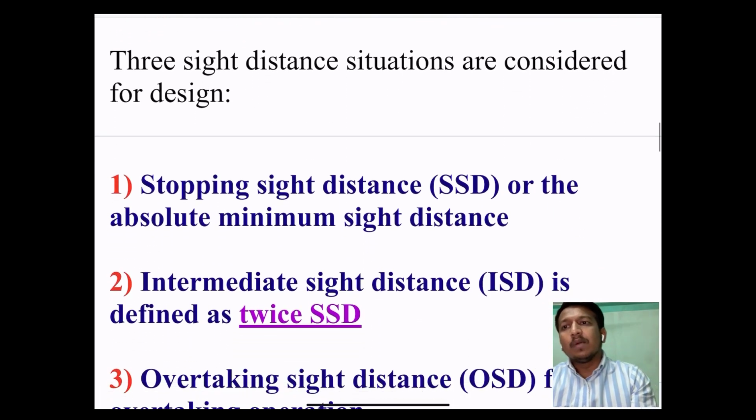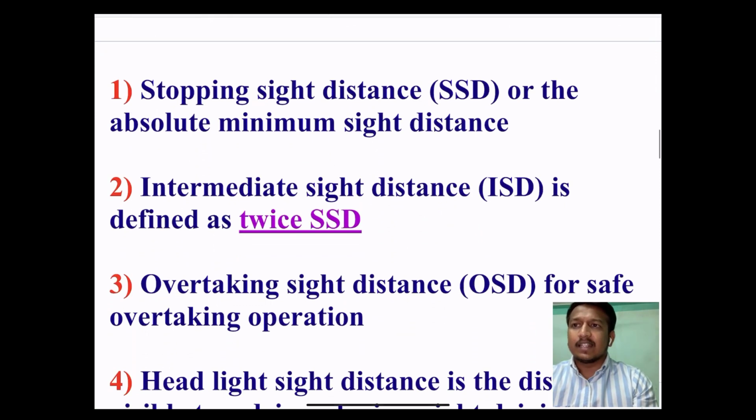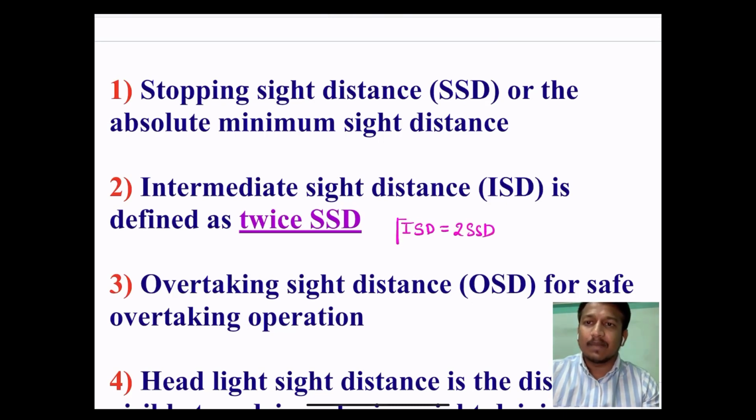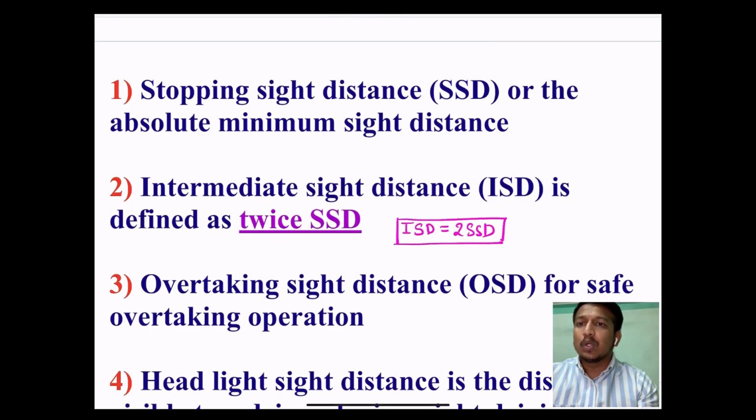Three sight distances are to be considered while designing. First is stopping sight distance or absolute minimum sight distance. Second is intermediate sight distance, which is defined as twice of SSD. This also sometimes comes as a question in the exam. ISD is how many times of SSD? ISD is equal to 2 times SSD. Please remember this.